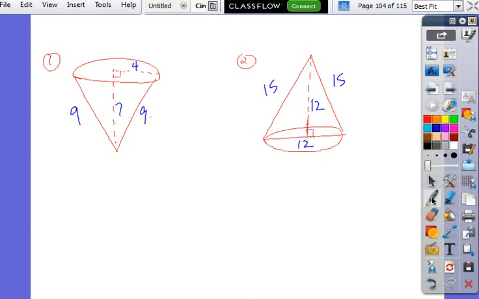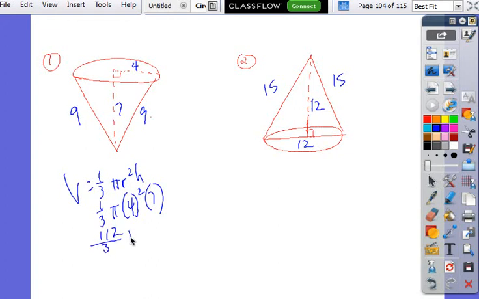All right, first one over here. 1/3 pi r squared h. So 1/3 pi 4 squared 7. What is my exact? 112 over 3 pi. And the decimal version, 117.3.